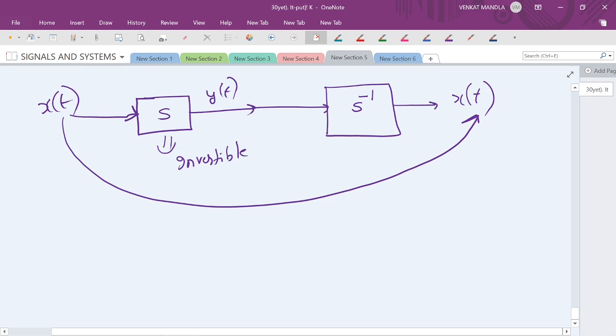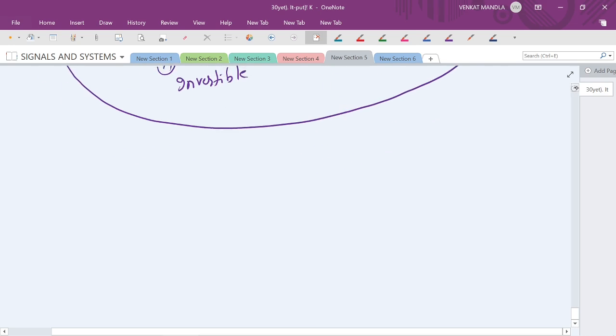If it is not possible, that is, if my x of t cannot be recovered from y of t by any means, then the system is called non-invertible. Okay, we'll give some examples of how to check the condition.